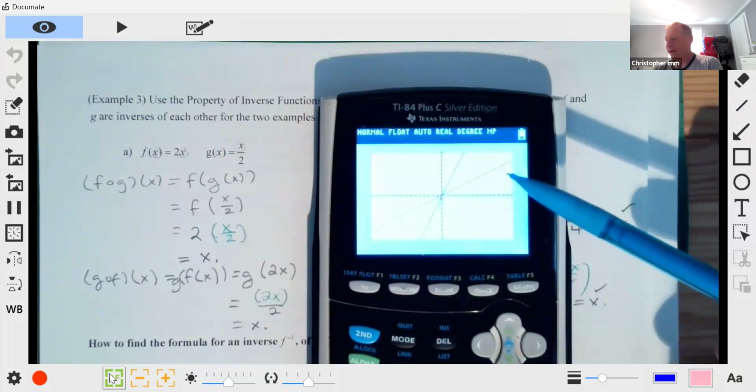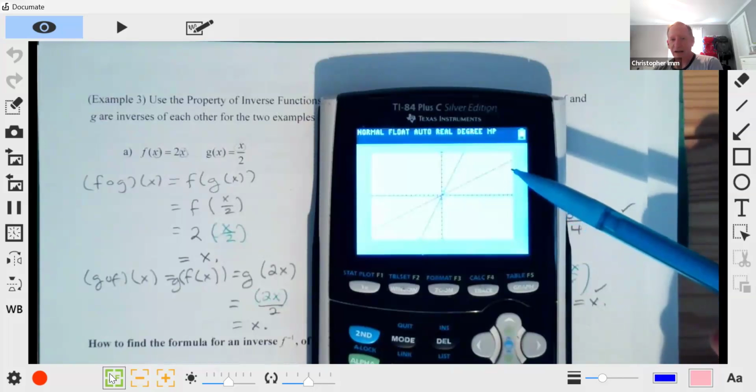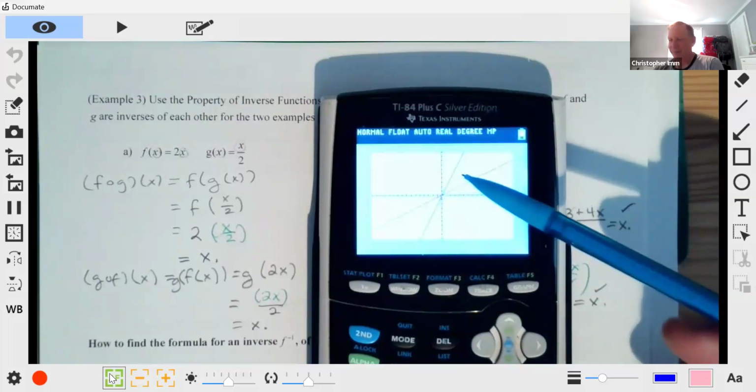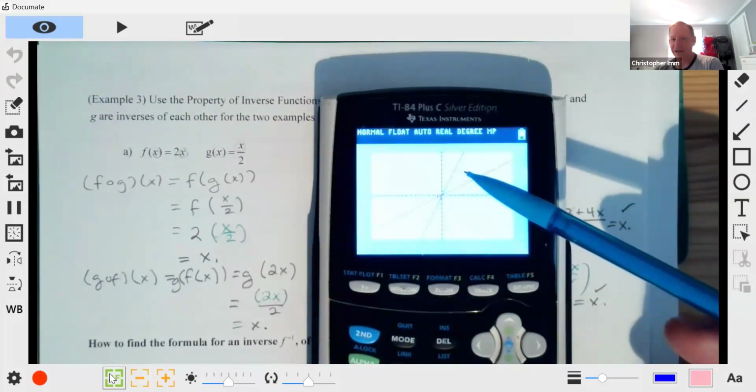You might be able to see that this first graph here is going to be the one with the slope that's less dramatic, the 1/2 slope. So this is g of x is equal to x over 2. That's actually in red. And in blue, I have the slope of 2. f of x is equal to 2x.